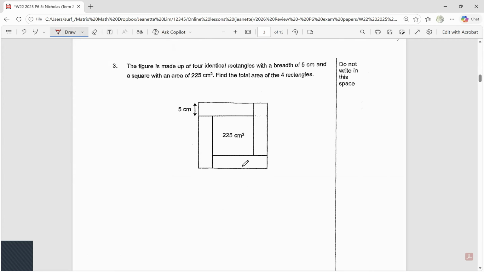So firstly, let's find one side of the square, the small square in the middle. So we square root 225, which is 15. Now, this is 15 cm. Find the total area of the 4 rectangles. We need to find the area of one rectangle first. So I know that this is 5 cm.